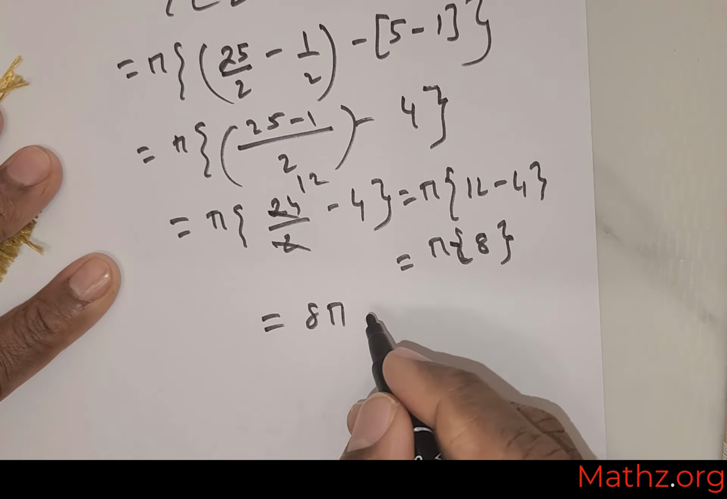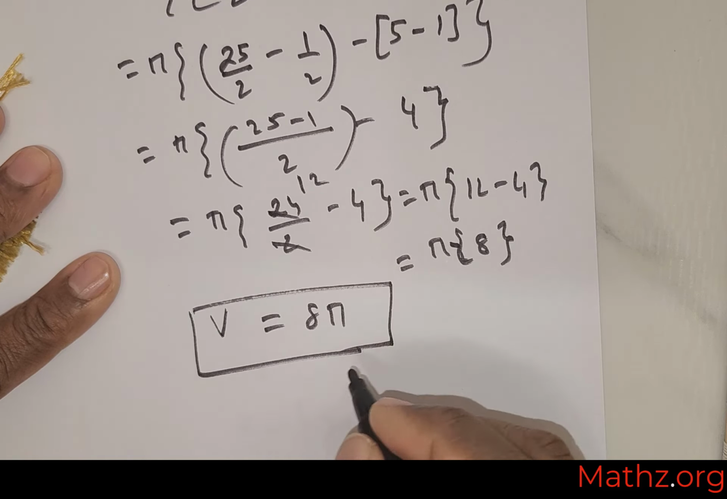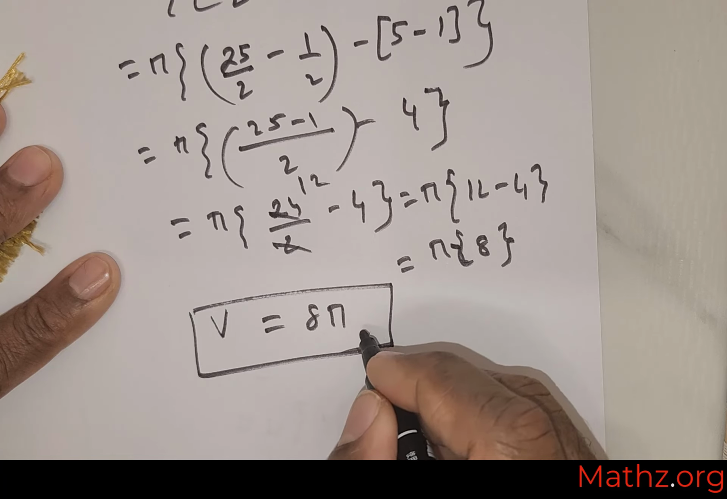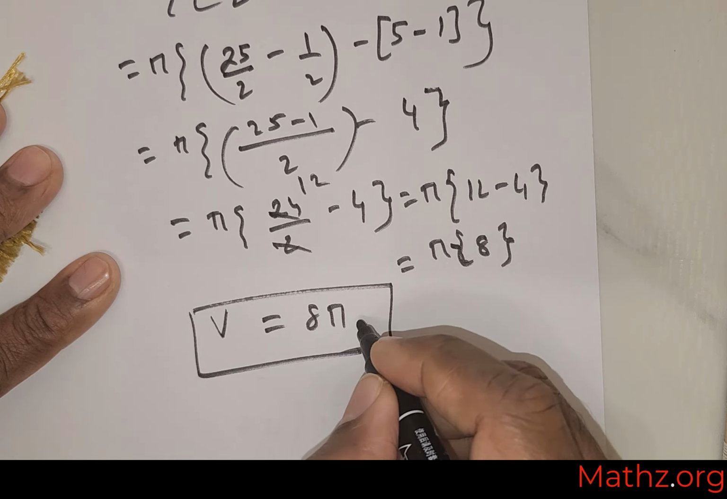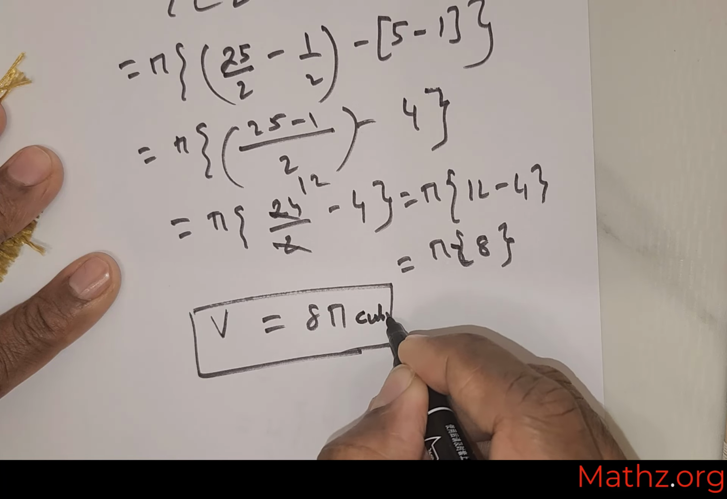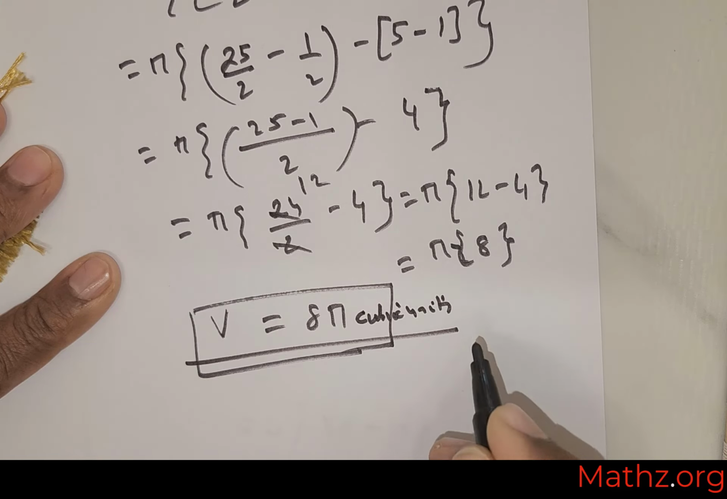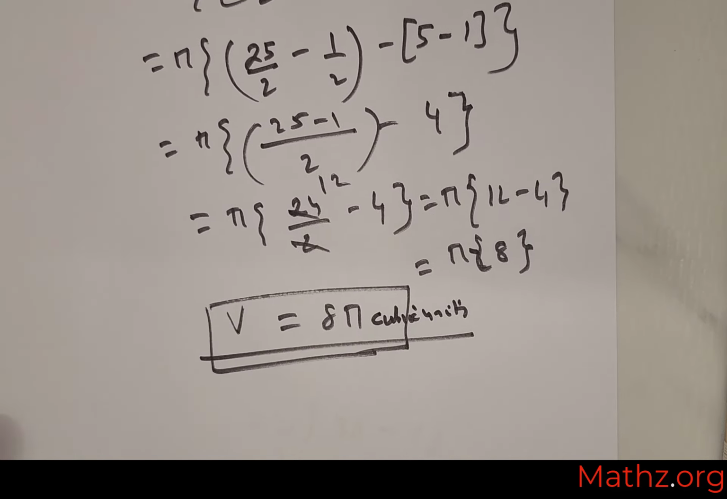and we got here on the left side as V. So V is equal to 8 pi. We do not know what unit. Usually we have to place the unit. So this is going to be cubic units, right? Cubic units. And that completes the solution for this question.